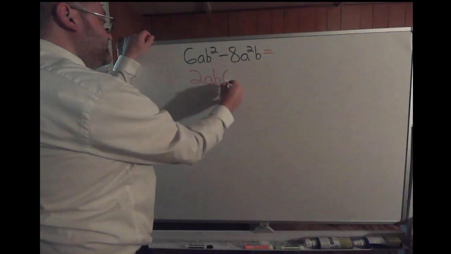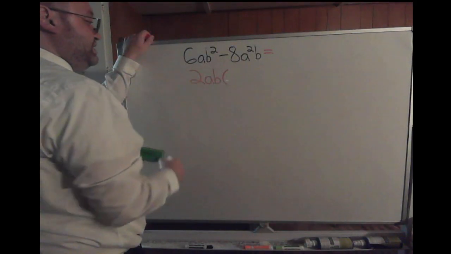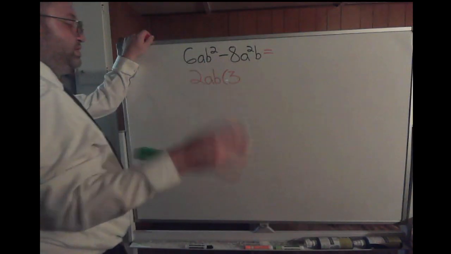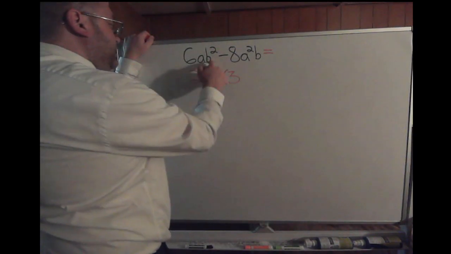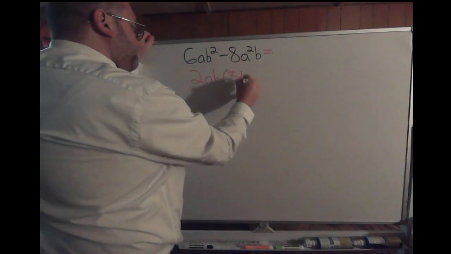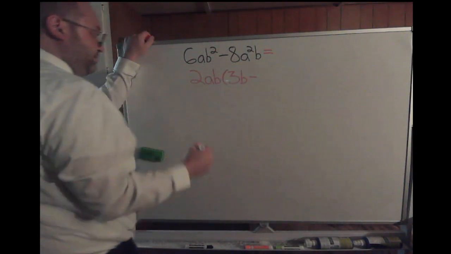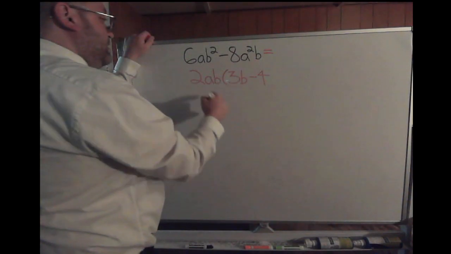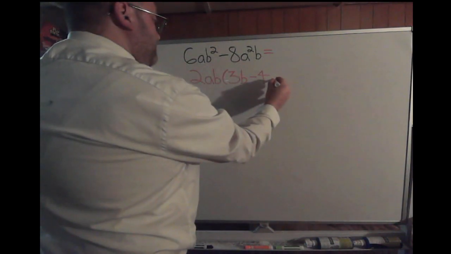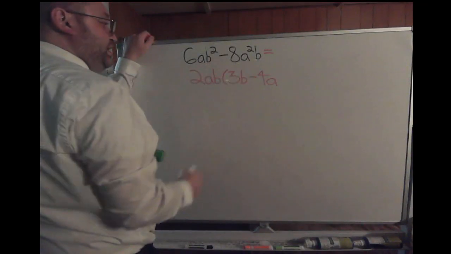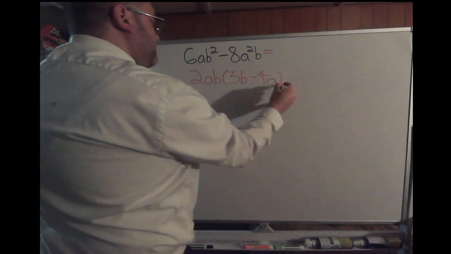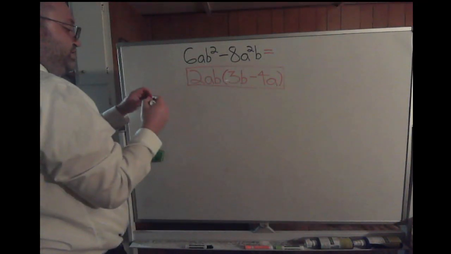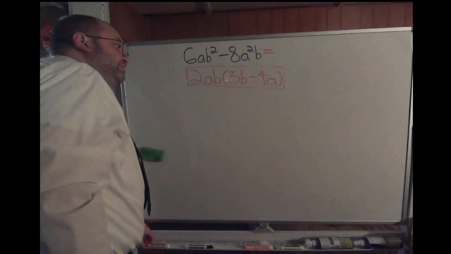Now you form your parentheses. 2 times what equals 6? Well, that'd be 3. A times what equals a? That'd be 1, so we haven't got to write that. B times what equals b squared? B. Minus 2 times what equals 8? That'd be 4. A times what equals a squared? That'd be a. B times what equals b? That'd be 1. We don't even got to write that. So the answer you should get for this factor would be 2ab times the quantity of 3b minus 4a.